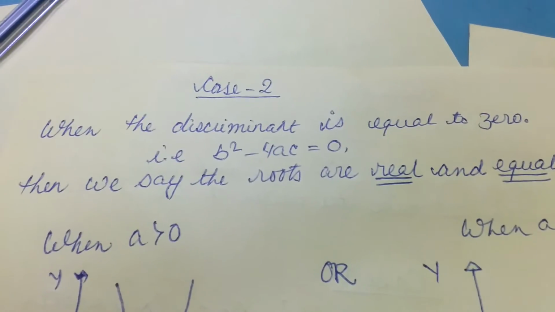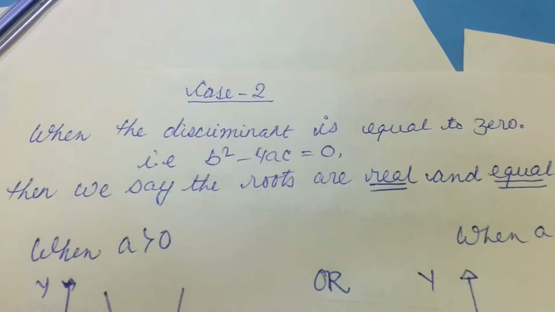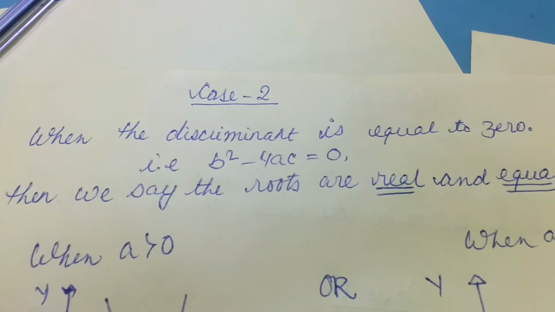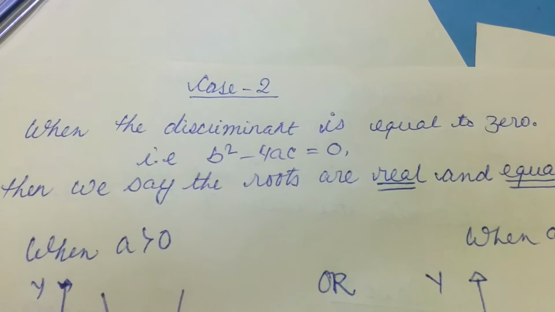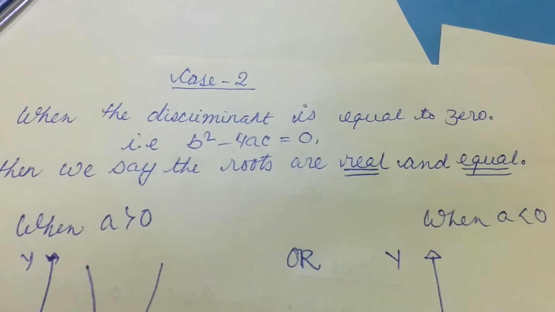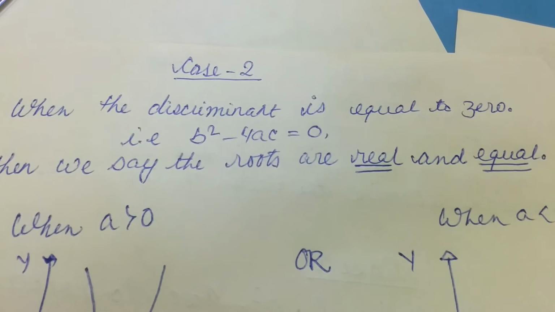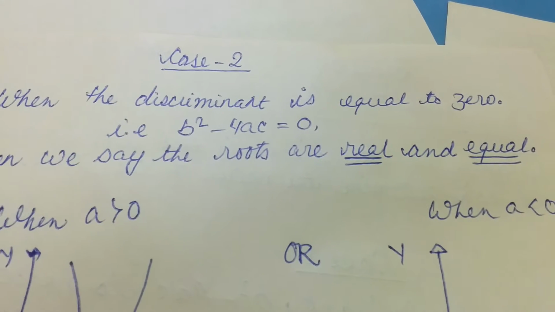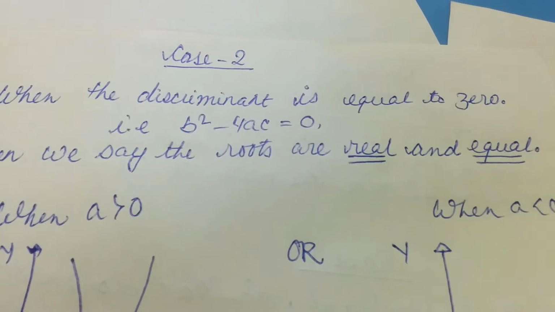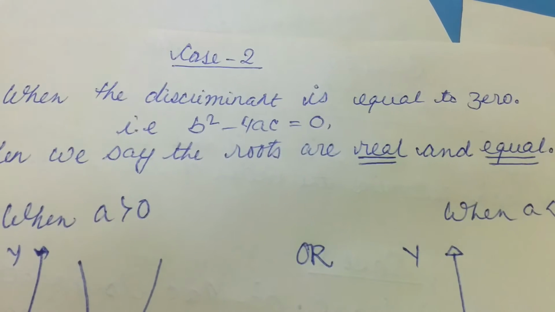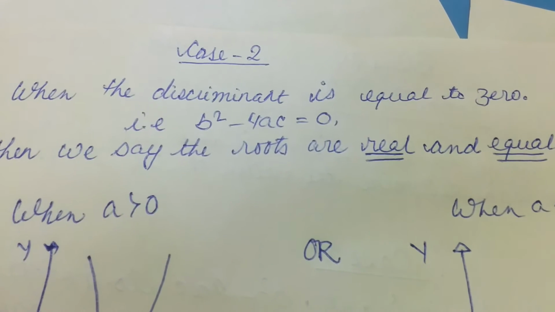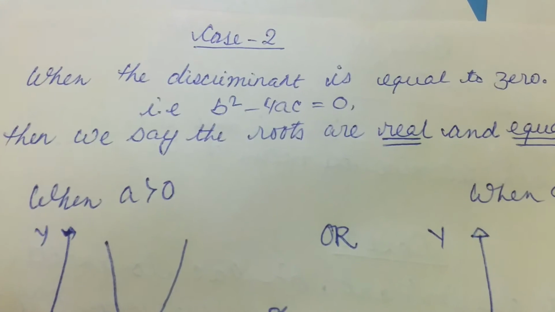Case 2. When the discriminant is equal to 0, then we can say that the roots are real and equal. Since the roots are real and equal, the curve is gonna touch the x-axis at a single point. Since the roots are real, it's gonna be a tangent to the x-axis basically.